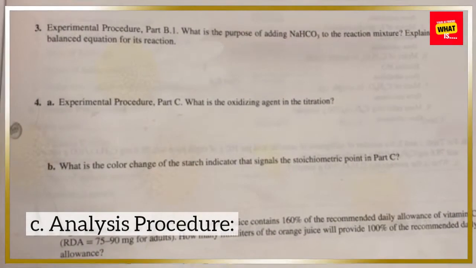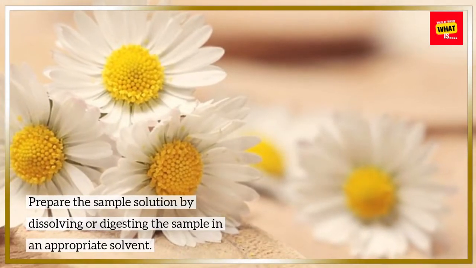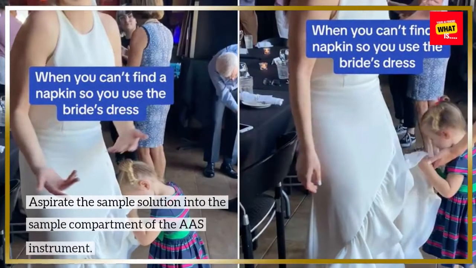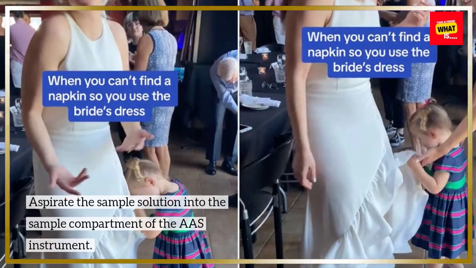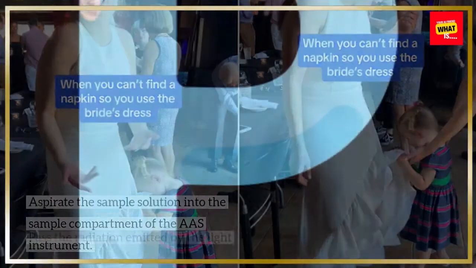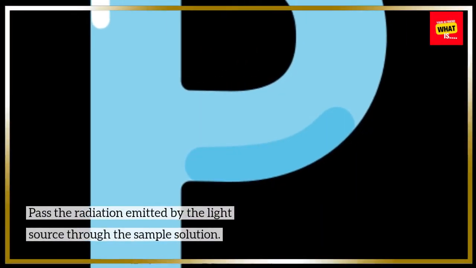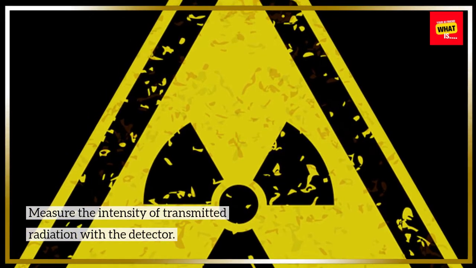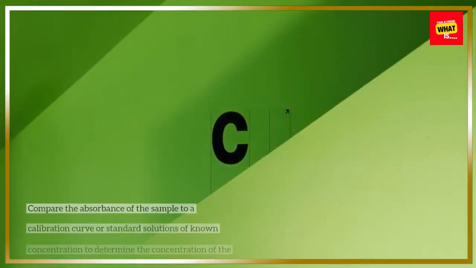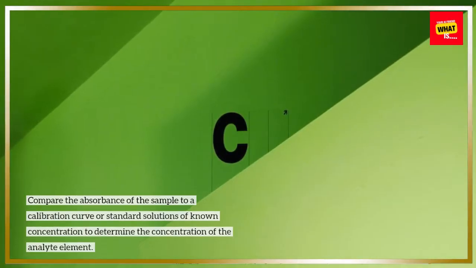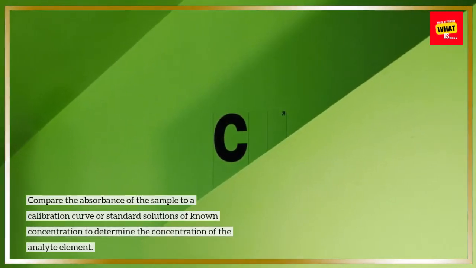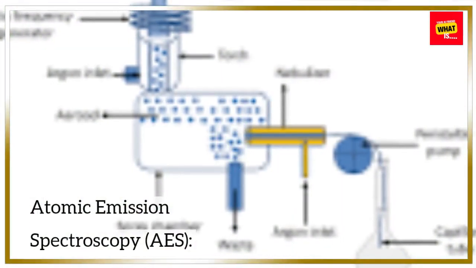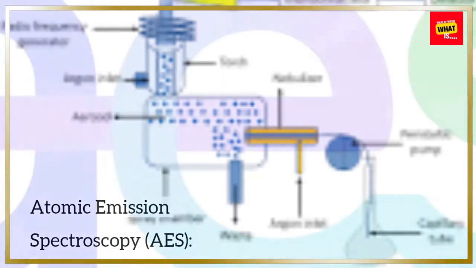C. Analysis procedure. Prepare the sample solution by dissolving or digesting the sample in an appropriate solvent. Aspirate the sample solution into the sample compartment of the AAS instrument. Pass the radiation emitted by the light source through the sample solution. Measure the intensity of transmitted radiation with the detector. Compare the absorbance of the sample to a calibration curve or standard solutions of known concentration to determine the concentration of the analyte element.